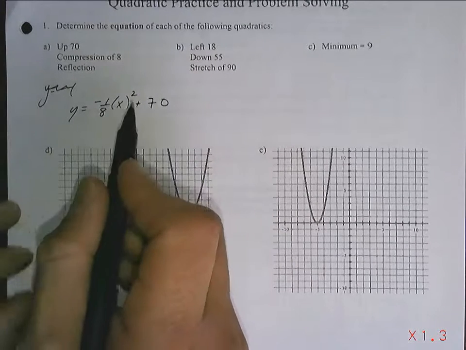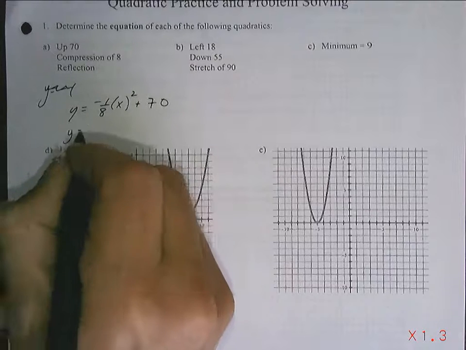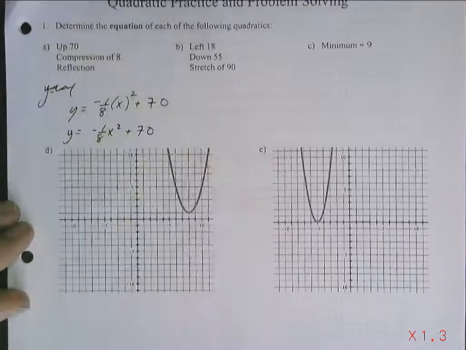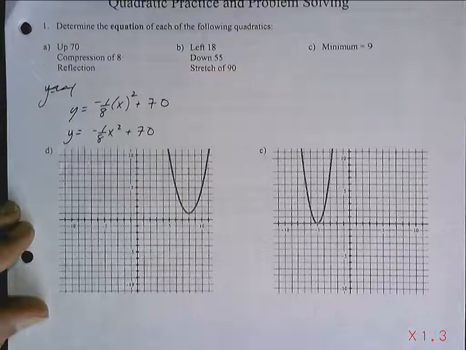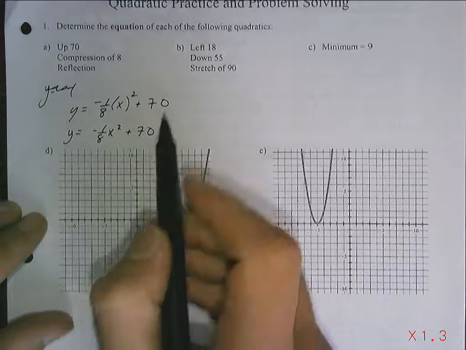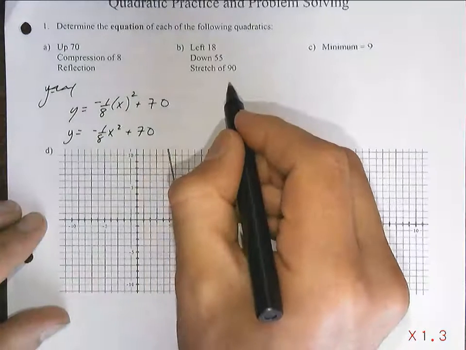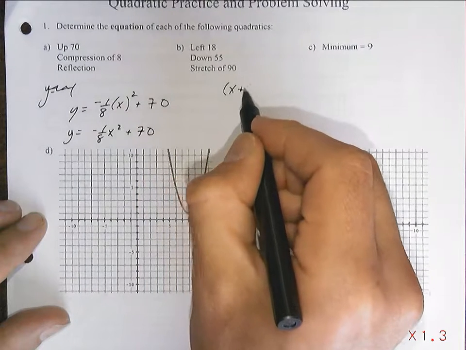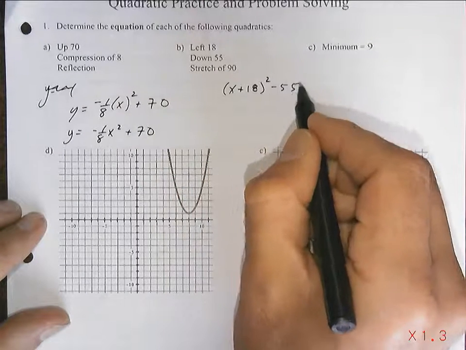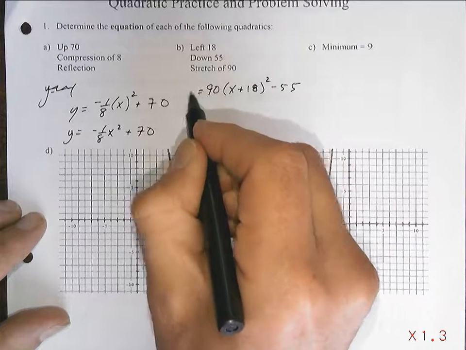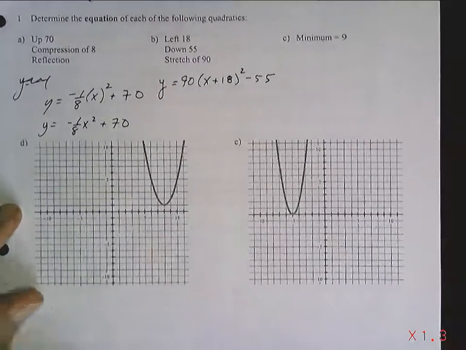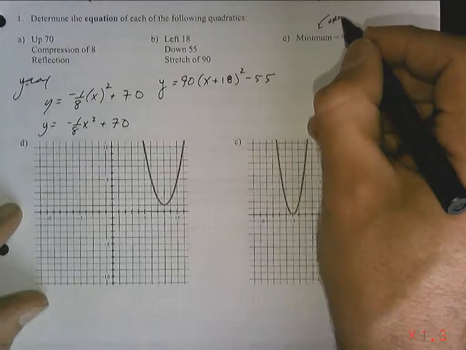Now, that's certainly some way I could write it, but most of you probably wrote it like this, without the brackets around that, and that makes a lot more sense. So I've got my reflection, I've got my compression of 8, and I've got my up 70. So left 18. Left 18 looks like this. Down 55 looks like that. And a stretch of 90 looks like that. And there you go.